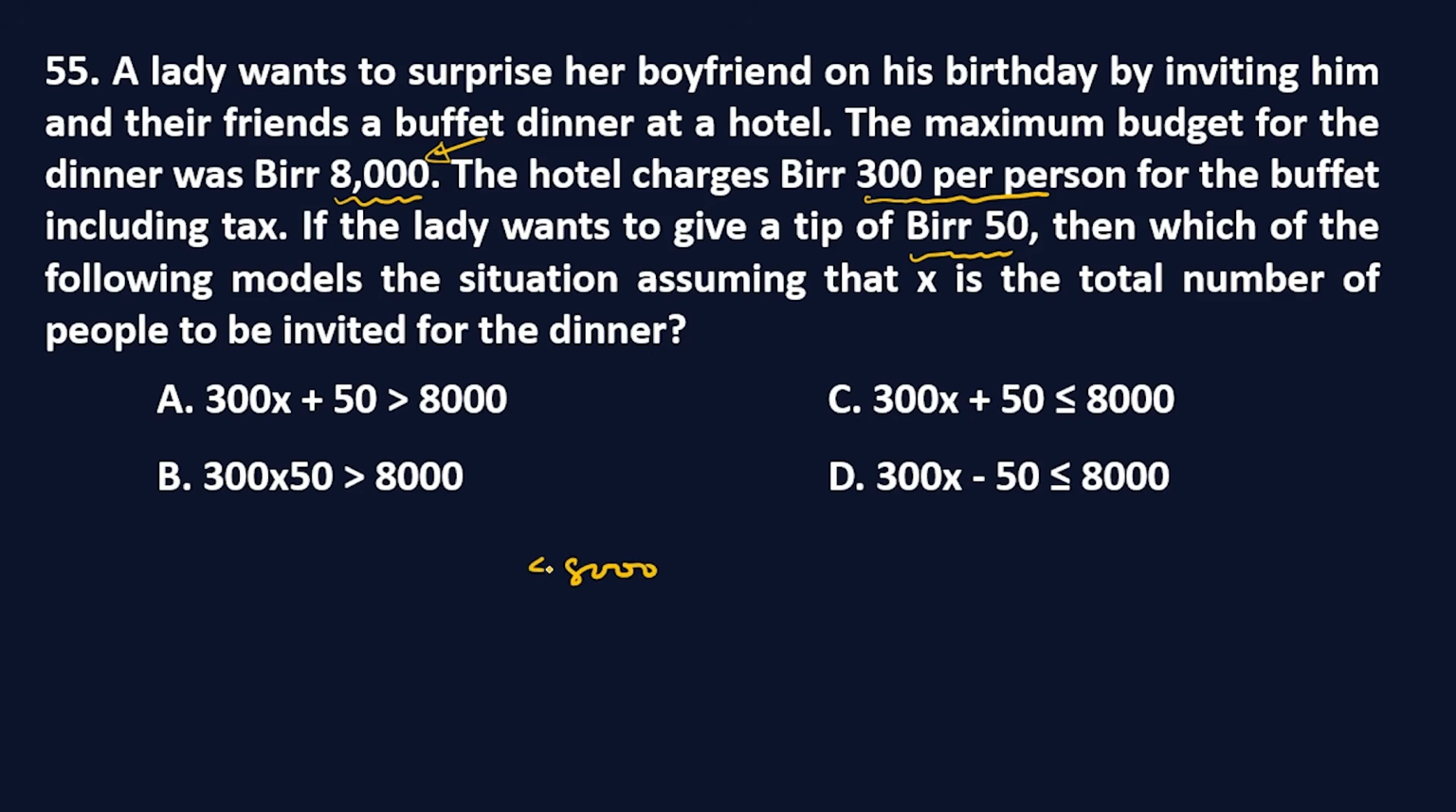So we need to use less than or equal to 8000. If x number of people attend, 300 times x will be the cost for the buffet plus 50 birr for the tip. So totally the inequality is: 300 times x plus 50 must be less than or equal to 8000.